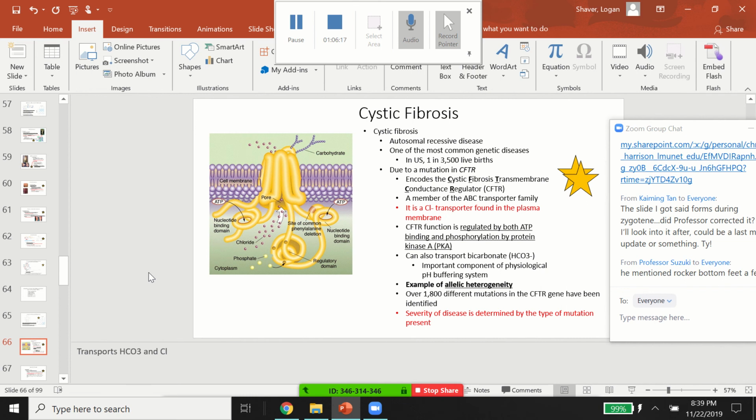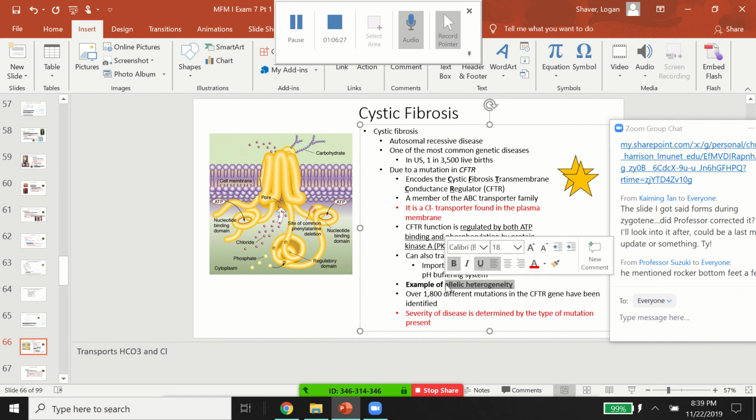Now, cystic fibrosis. That's the first example it gives you. I thought cystic fibrosis was very high yield, so I'll put 2 stars for you there. Also, you know how they keep showing all these examples here? This is an example of allelic heterogeneity.